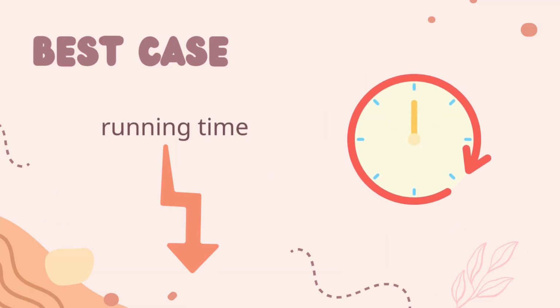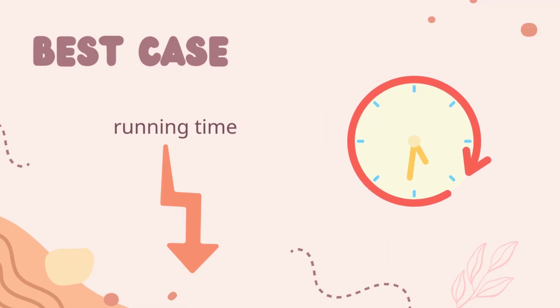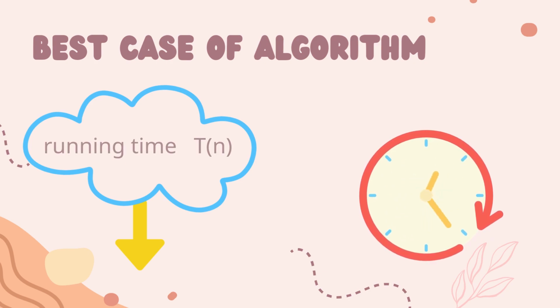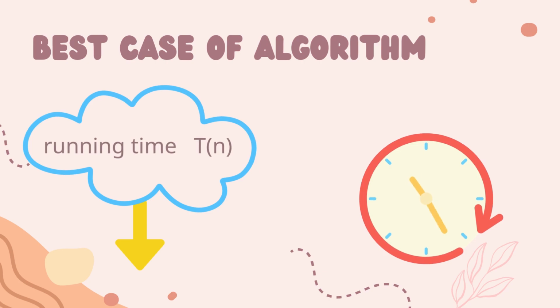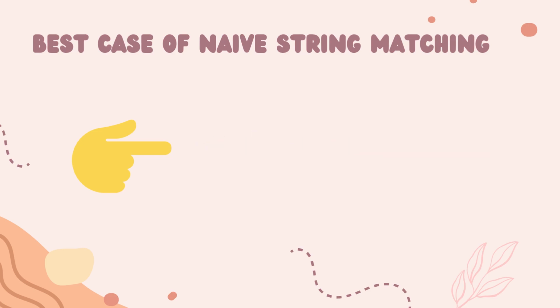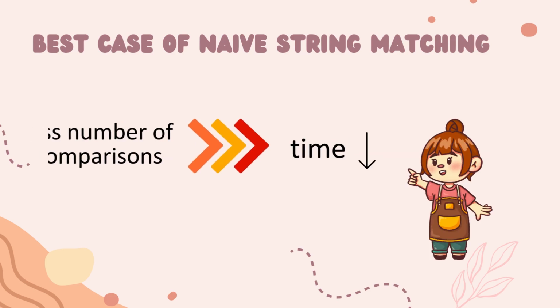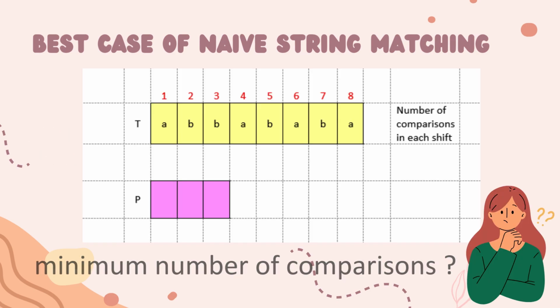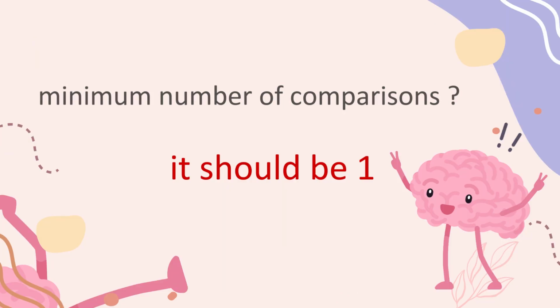You know that the best case is the place where the total running time has to be the very lowest. If you think about an algorithm, the best case means the algorithm is running very quickly. The algorithm running very quickly means time complexity T(n) is less. How are you going to match this condition in the naive string matching algorithm? You know that the naive string matching algorithm goes by the number of comparisons. If you have a smaller number of comparisons, the time is also less. Number of comparisons should be less, so what is the minimum number of comparisons that we can have? It should be 1. The least number of comparisons in all the shifts should be 1.